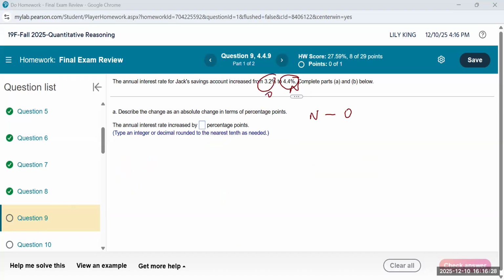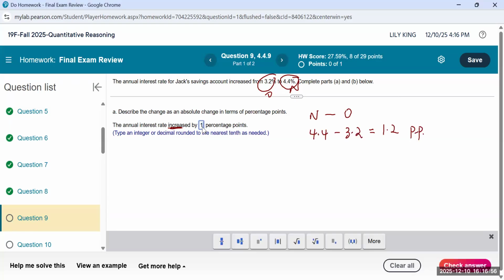All right, now always watch out for some of these keywords. The increase here tells you your absolute change has to be positive. So when you are getting a negative absolute change, you should know that there is something wrong with your calculation. You are missing something somewhere. So 4.4 minus 3.2 gives you 1.2 percentage points. PP is percentage point. So you just put 1.2 because they have the units already given on the problem.